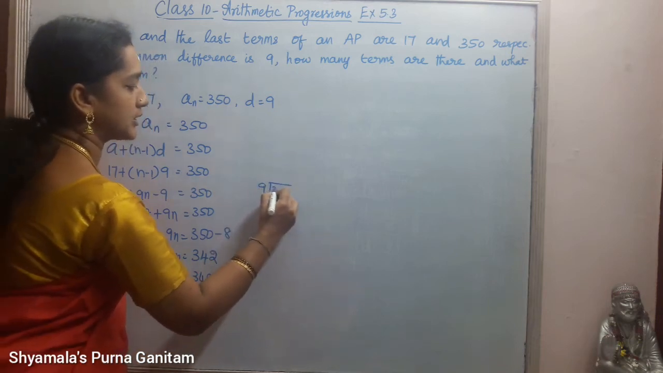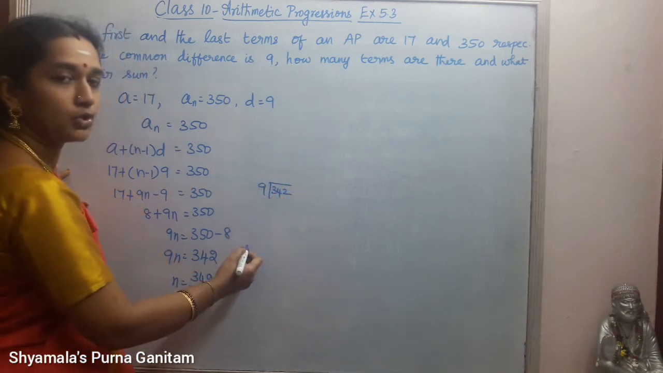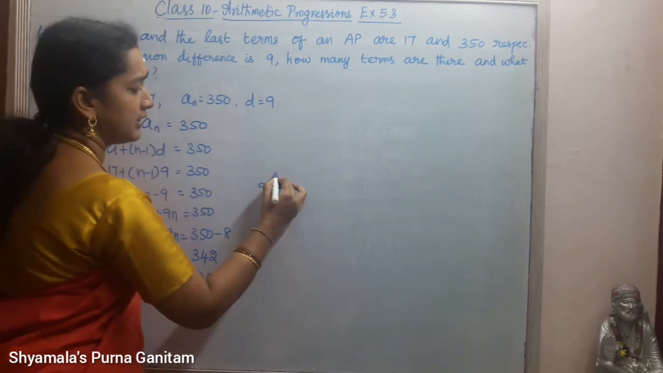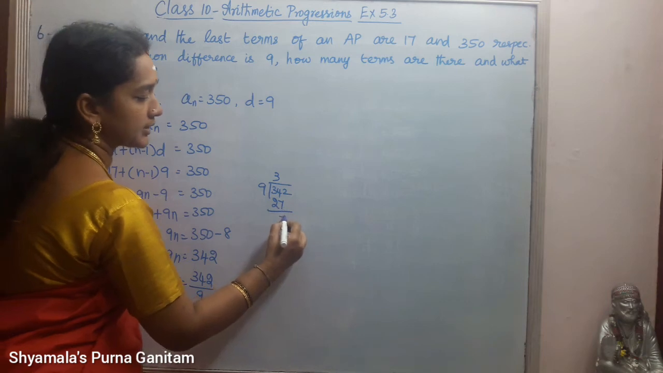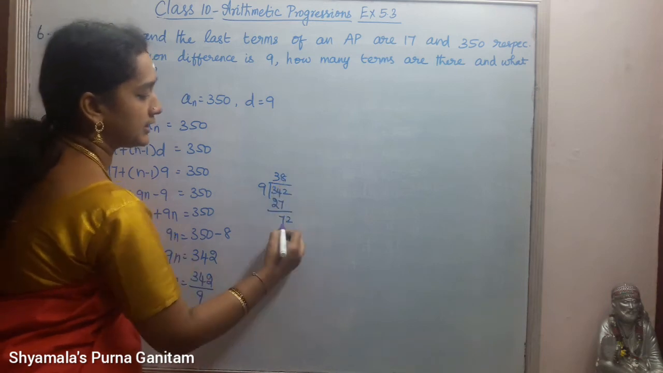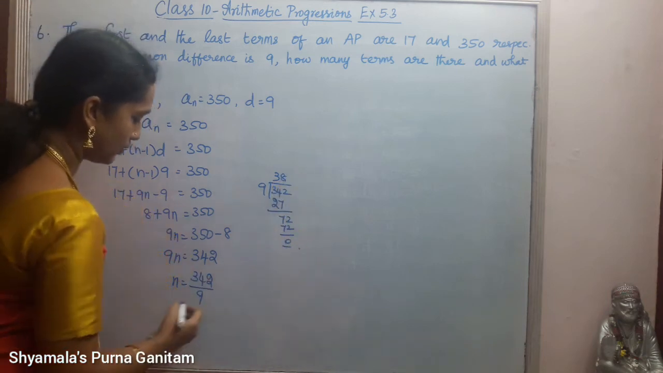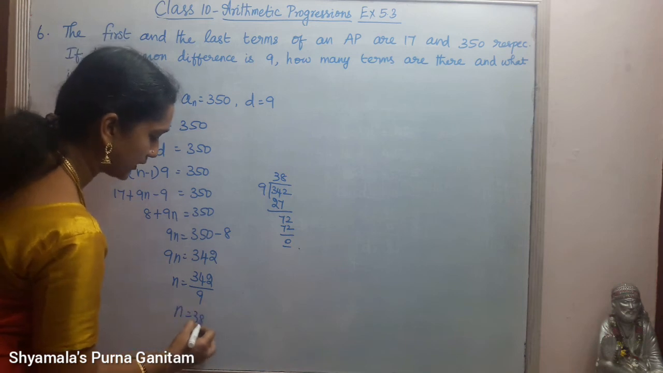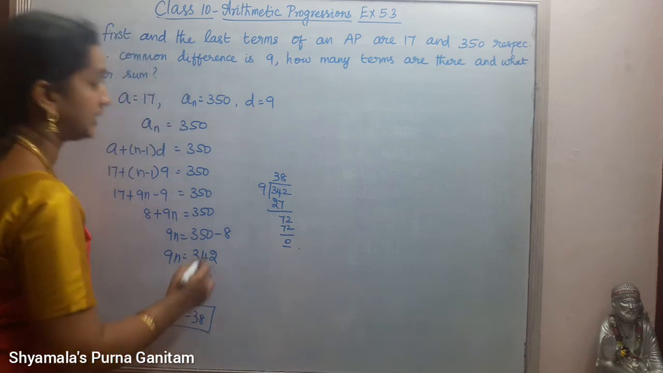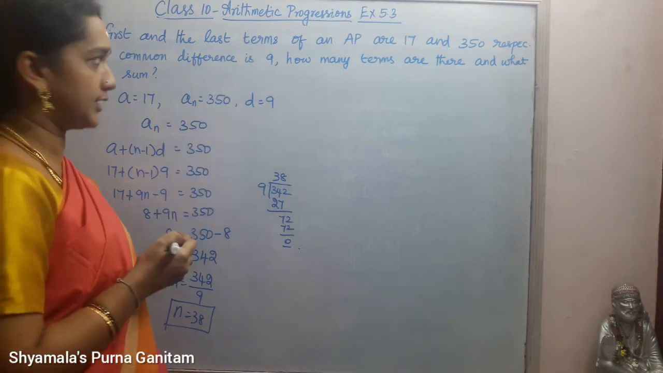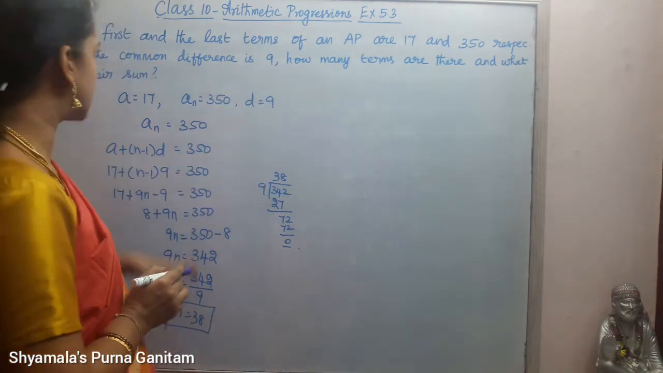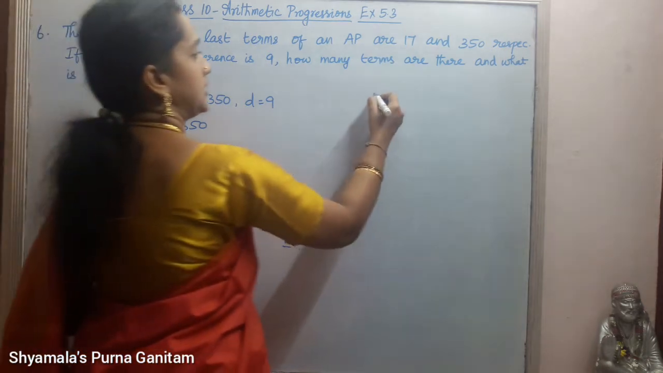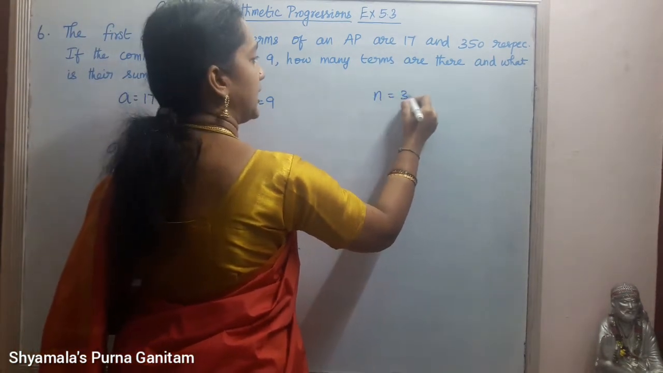So when we divide 342 by 9, 9 3s are 27. The remainder is 72. 9 8s are 72. So n is equal to 38. So there are 38 terms in the given sequence. Okay, how many terms are there? We have 38 terms. And what is their sum? So n is equal to 38 we got.